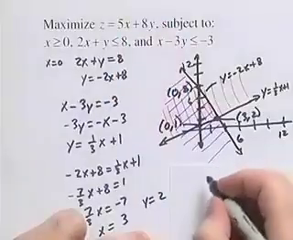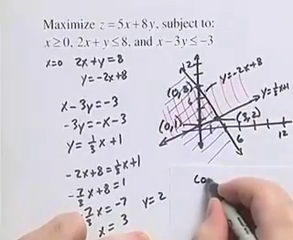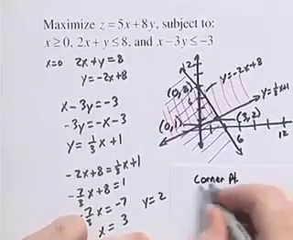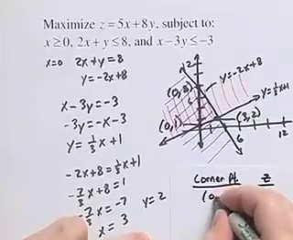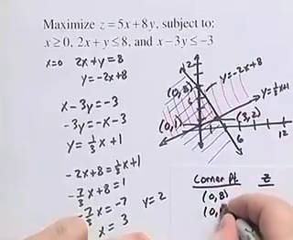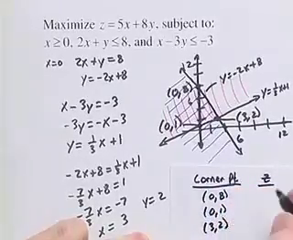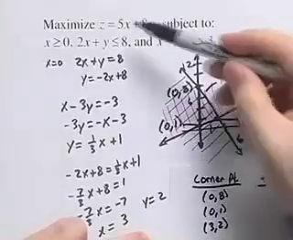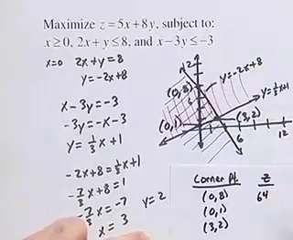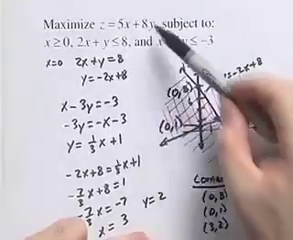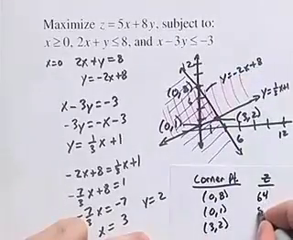Since we know that the maximum value of our objective function must occur at one of the corner points, we simply evaluate the objective function at each of our 3 corner points. So we're going to list our corner points, and we're going to use those to evaluate the objective function. So we have 3 corner points, 0, 8, 0, 1, and 3, 2. Put in 0, 8 into our objective function, we'll have 5 times 0 plus 8 times 8. That gives us a value of 64. Put in 0, 1, 5 times 0 plus 8 times 1 gives us a value of 8.